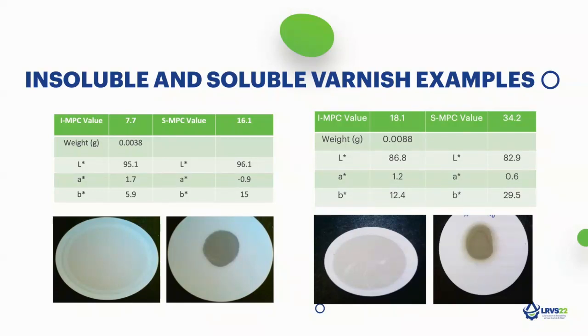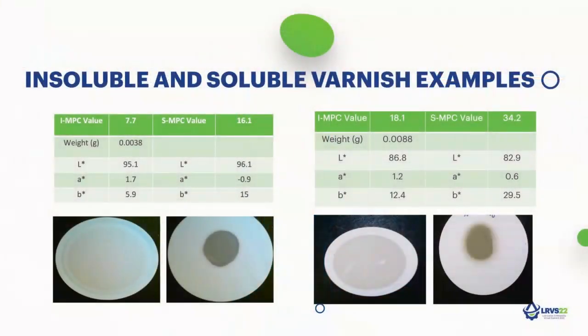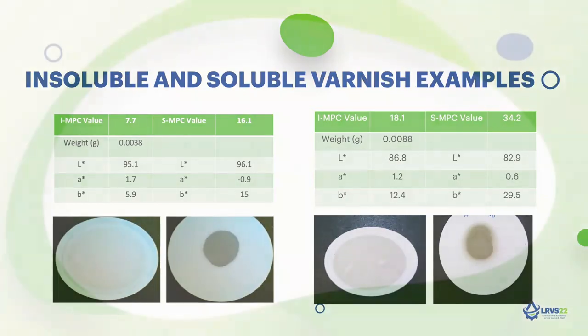The SMPC value, however, shows something else. It is much higher, at 34.2. The L value is 82.9, the A value is 0.6, and the B value is 29.5. So that can be an indication that, one, we might have a microdieseling issue, and number two, this oil more than likely has the potential for sticky varnish deposits.